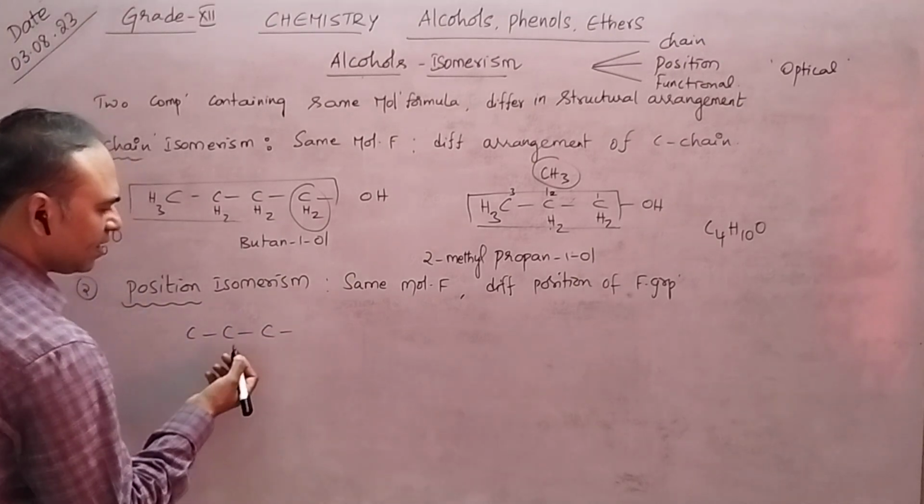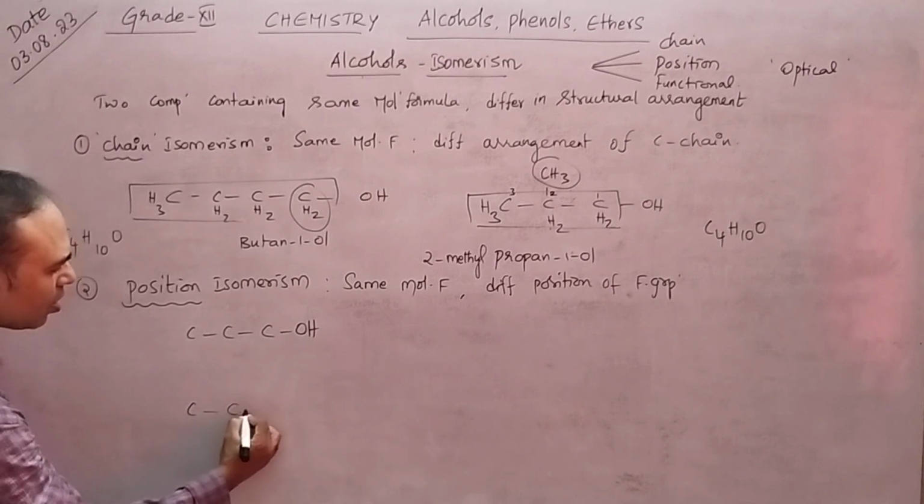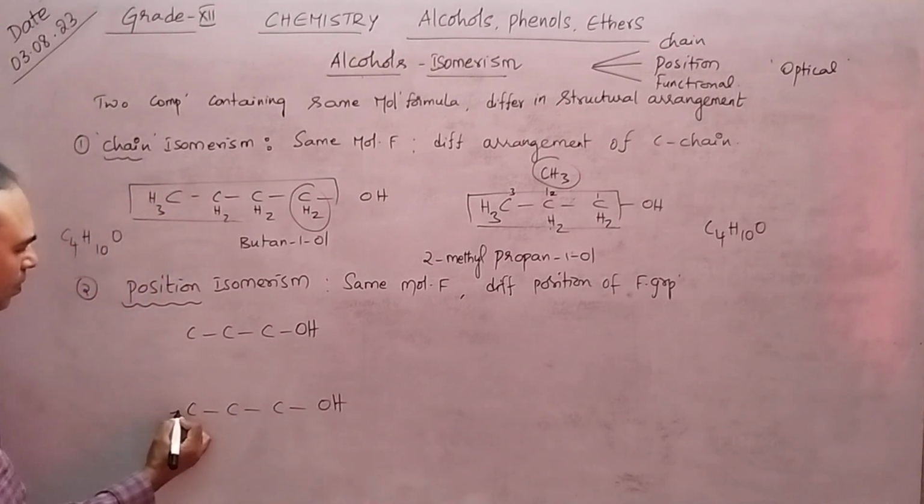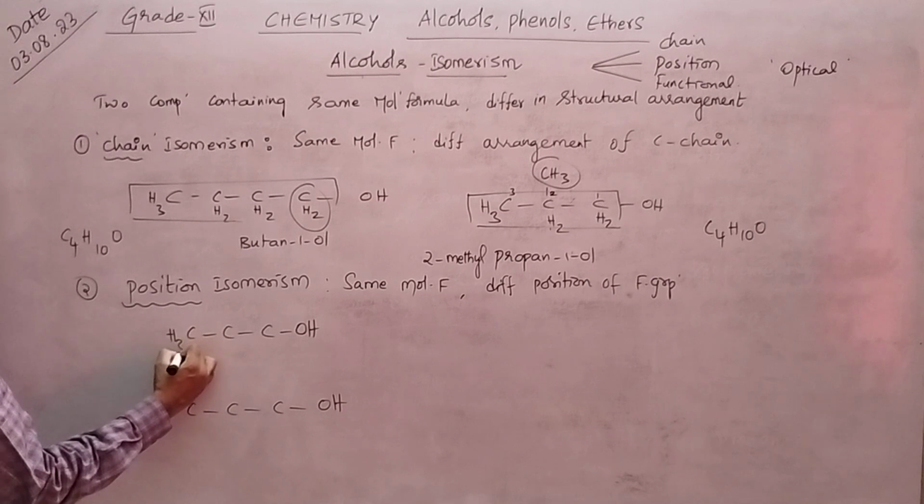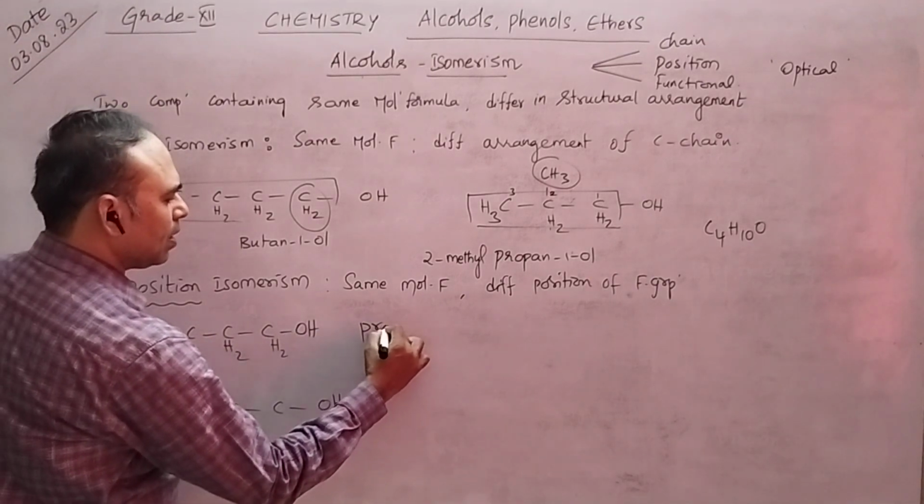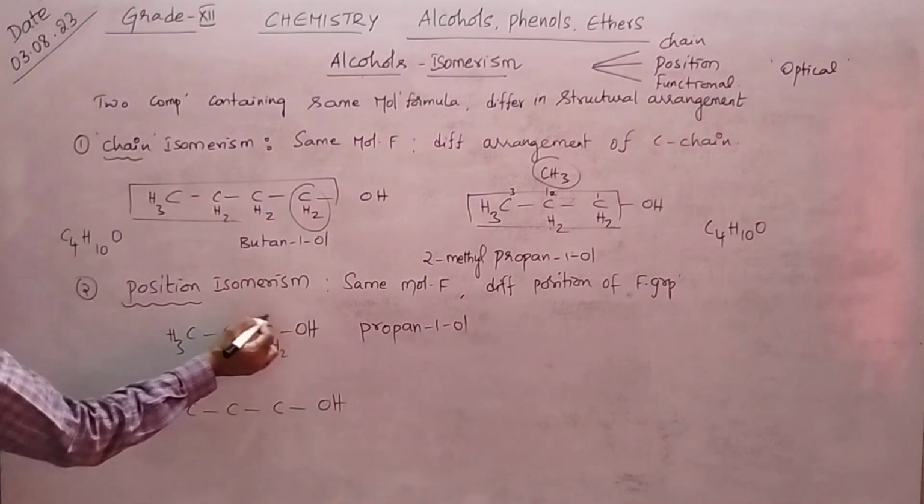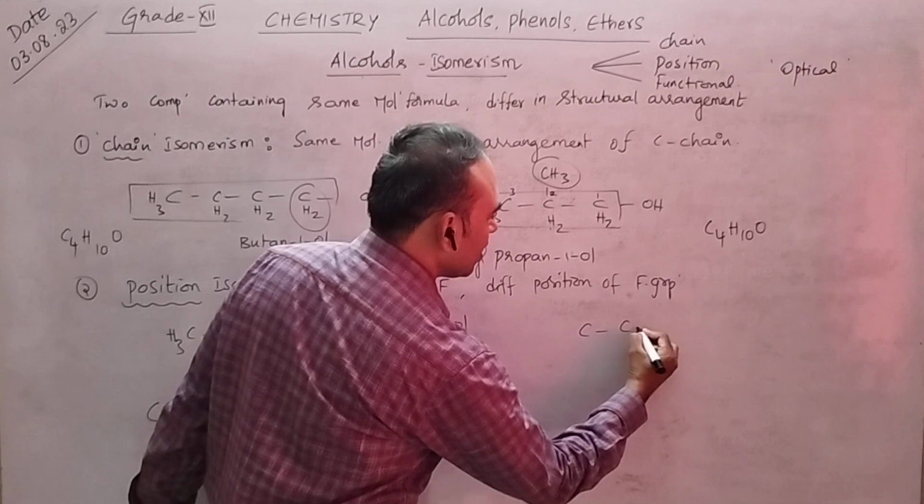Let us write like this. Either you can take it as a 3 carbon chain, or you can take it as a 4 carbon chain also. Here we have propane-1-ol. So this is nothing but propane-1-ol. Now if you change the position of OH to the second carbon, we can write like this.